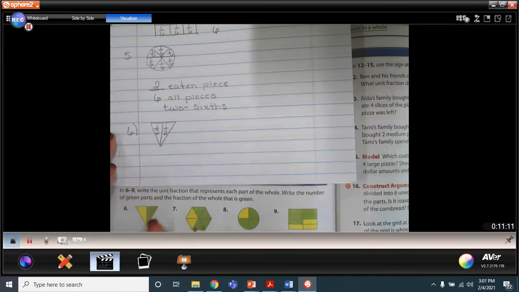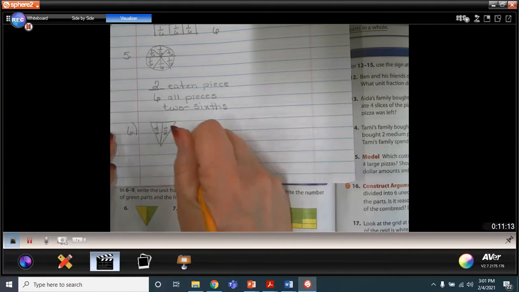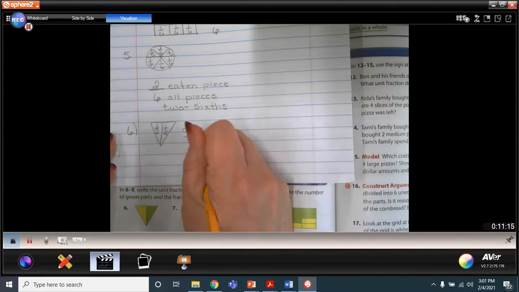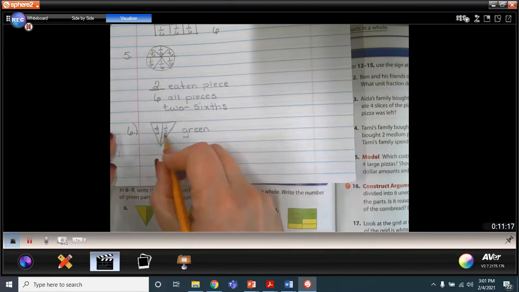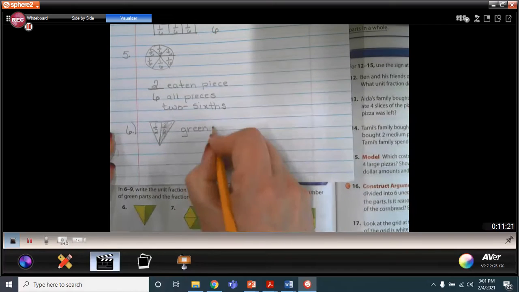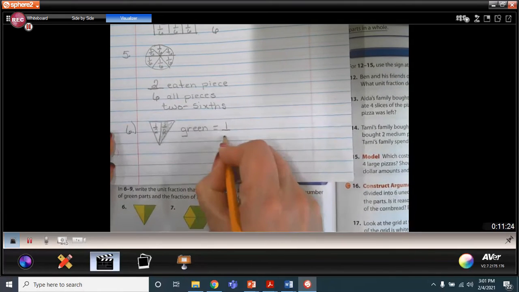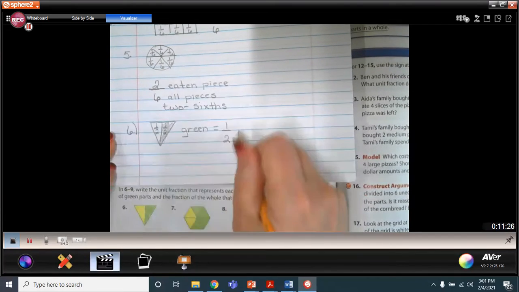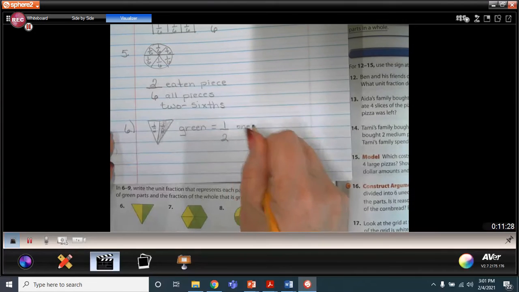Now it's asking me how much of it is green. Well, the green part, we can see, is this piece right here. And that piece right there is 1/2. And to write that in words, we would say 1/2.